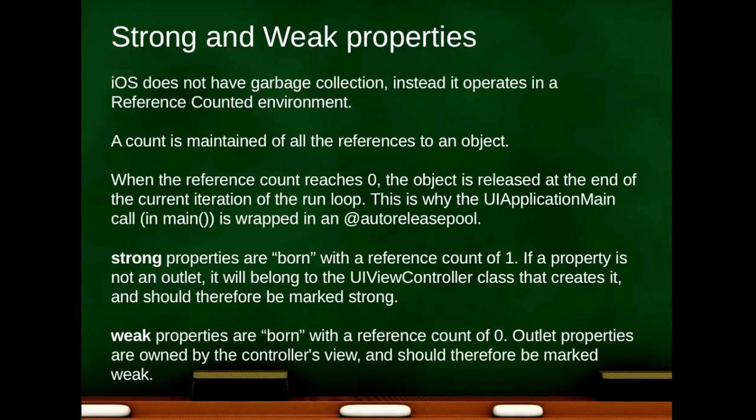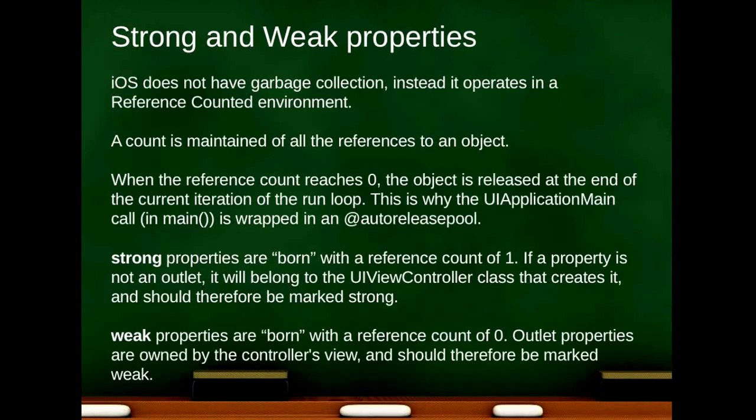And in our demo code, please look at the main function. It's in the supporting files folder. Please look at that main function, and you'll see that the call to UIApplicationMain is wrapped up in an @autoreleasepool construct. That autorelease pool tells the run loop to release anything with a reference count of 0 at the end of its current iteration. So that's how that reference counting thing works.